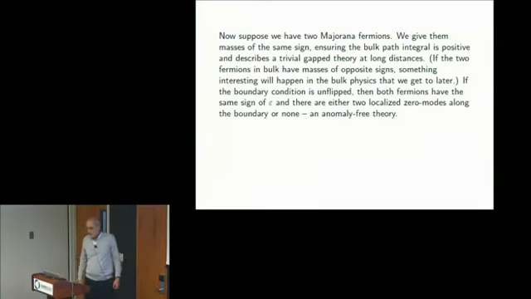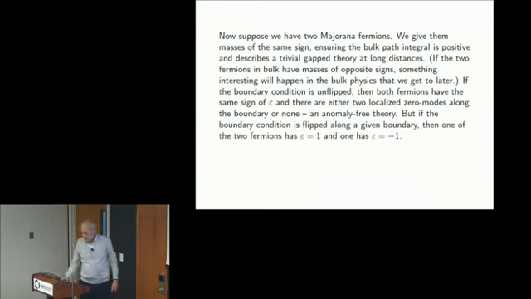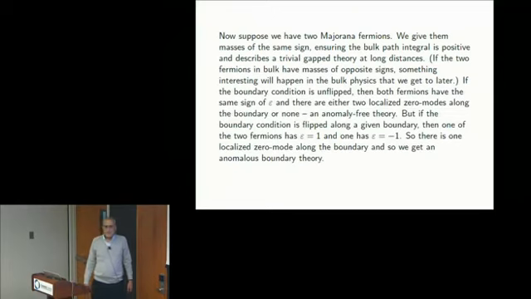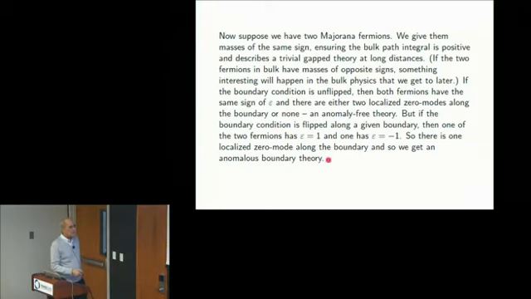So if the boundary condition is unflipped, both fermions have the same sign of epsilon, and there are either two localized zero modes along the boundary or none, which in either case is an anomaly-free theory, because, as we learned, the boundary anomaly is a mod 2 anomaly. In the flipped case, one of the fermions has epsilon equals 1, one has epsilon equals minus 1. So regardless of the sign of m, one of them has epsilon m positive, one has epsilon m negative. So there is one localized zero mode along the boundary, giving an anomalous boundary theory.